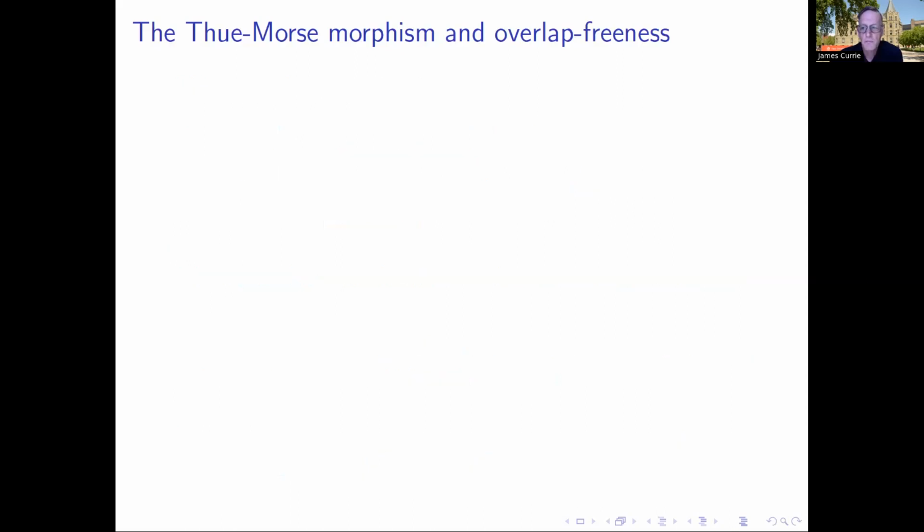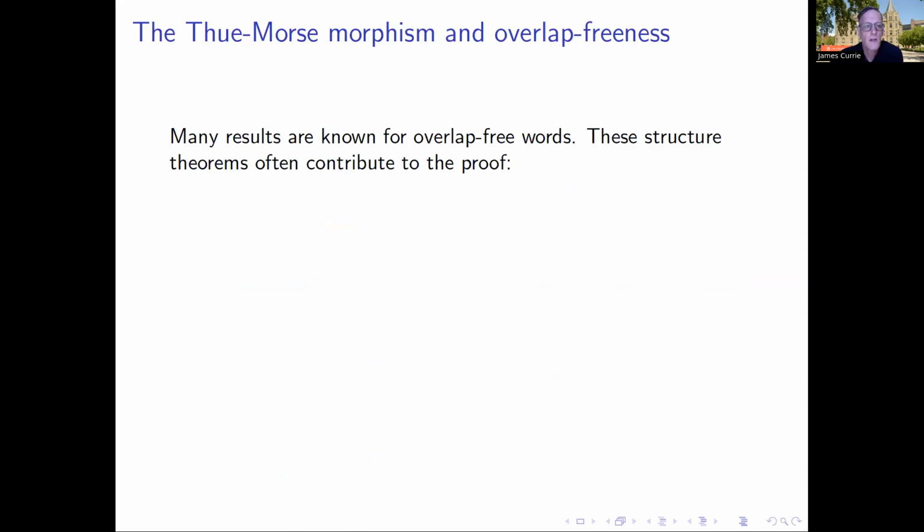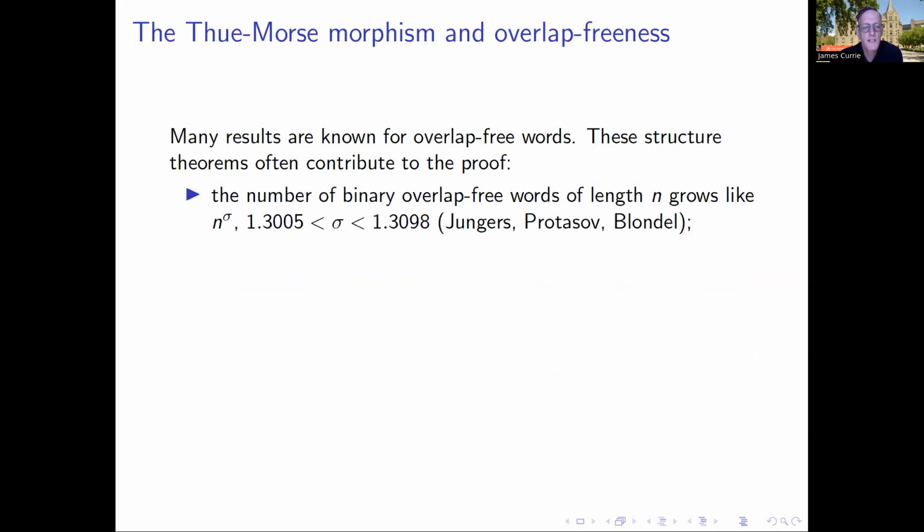And this structure theorem is sort of an engine. Many results are known for overlap-free words. The structure theorems help you to prove these things. So for example, the number of binary overlap-free words of length n grows like n to the sigma, and sigma can be very finely specified. For example, sigma is between 1.3005 and 1.3098. The best results are from Jungers, Protasov, Blondel.